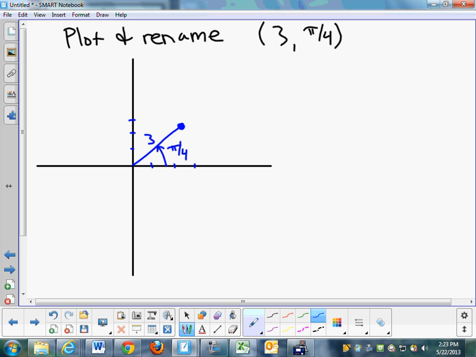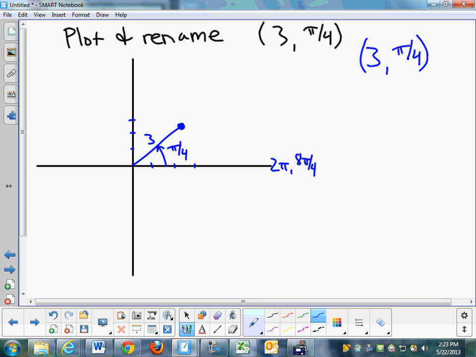Okay. That's one way to name that coordinate. Can I tell you another way to name that coordinate? Instead of going around pi over 4, I'm going to go around once more. So this is 2 pi, or 8 pi over 4. Would everybody agree?